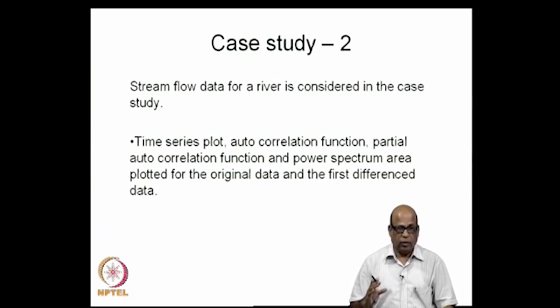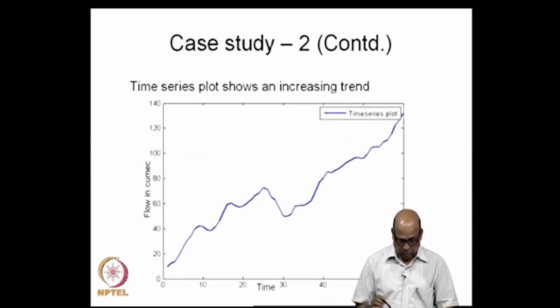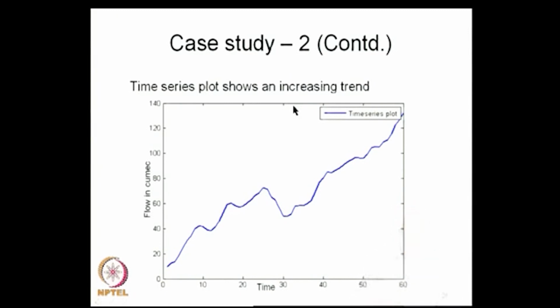So, let us look at annual stream flow data. This is for 60 years at a particular location. There is a certain trend; on an average these are all increasing. So, there is an increasing trend over the last about 60 years. These are in Qmax, so this is the discharge value with respect to time in years.